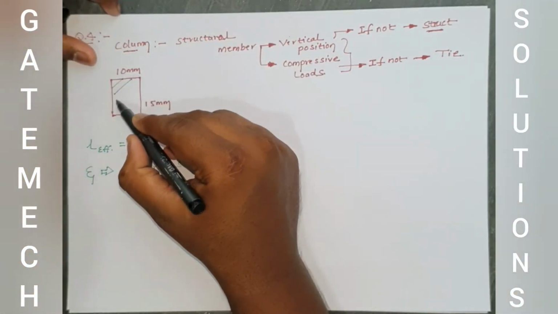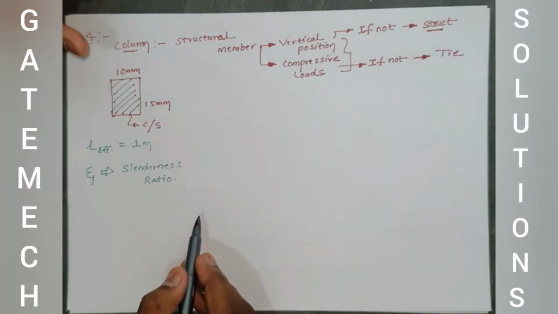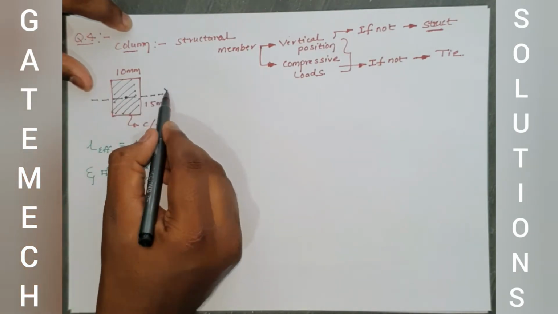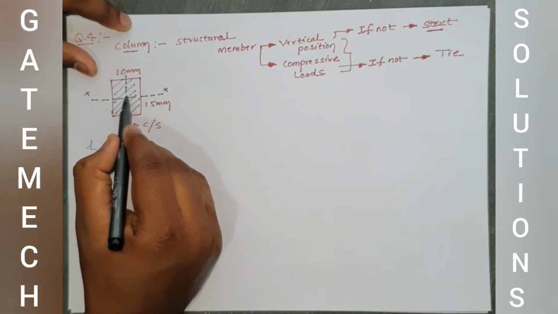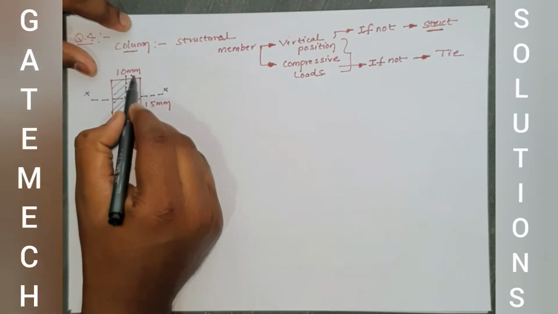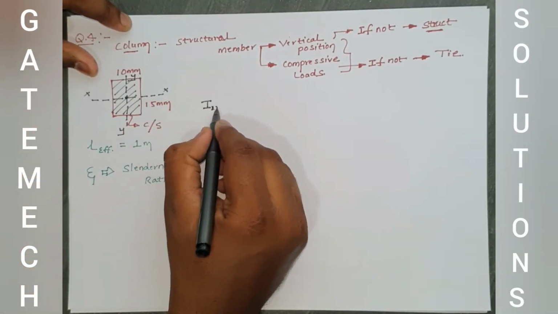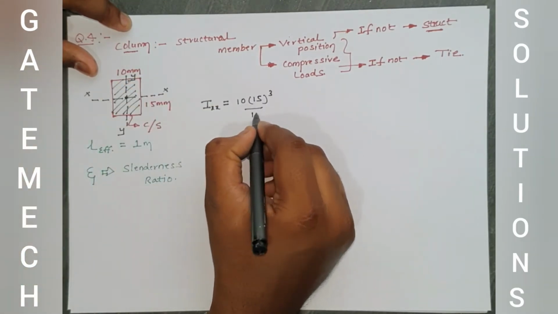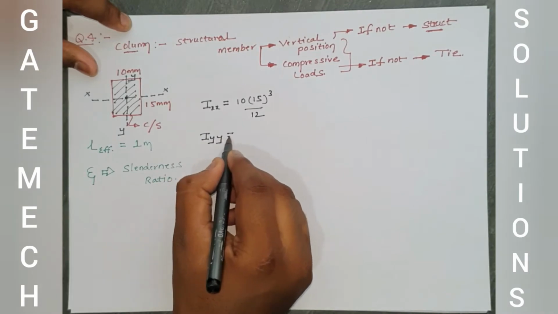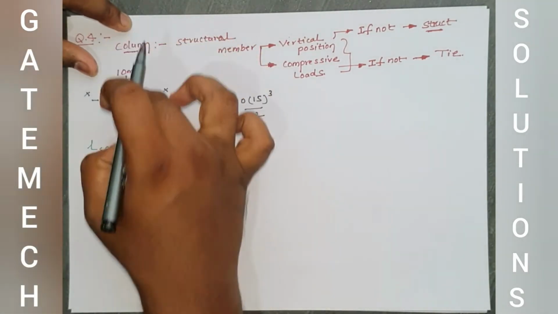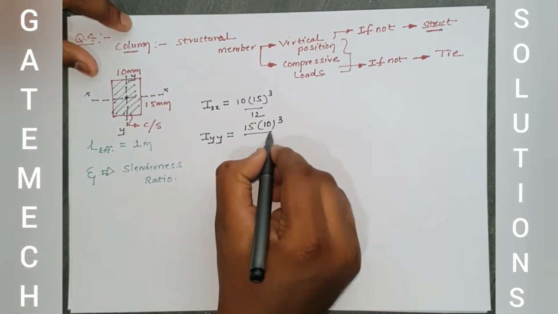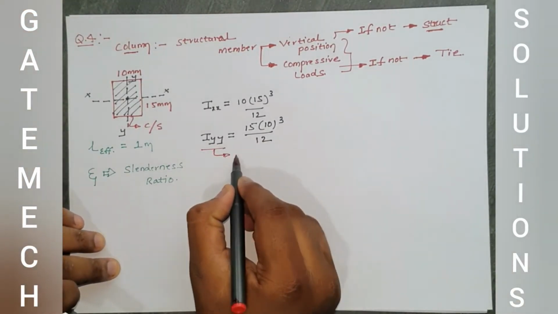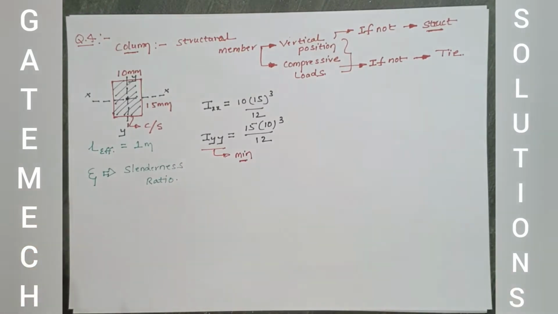Now, the cross section of the column is given as a rectangle 10 multiplied by 15. For this cross section, this is the centroid. For the centroid, there are two axes passing. One is the x-x centroidal axis, the other is the y-y centroidal axis. Here, Ixx is given as 10 multiplied by 15 cube divided by 12. Iyy is given as 15 multiplied by 10 cube divided by 12. Among these two, this is the minimum value. Why I am taking the minimum value, I am going to discuss right now.